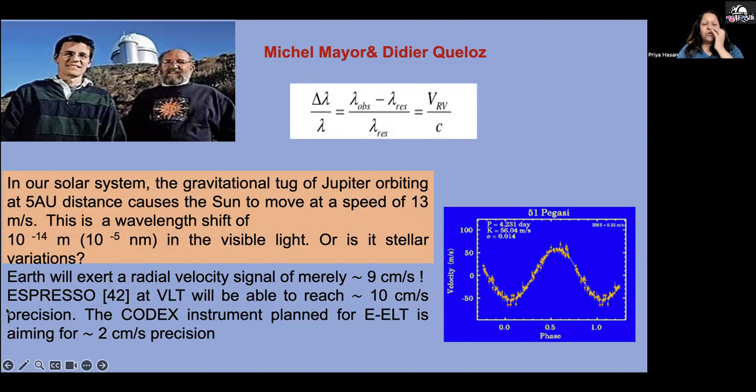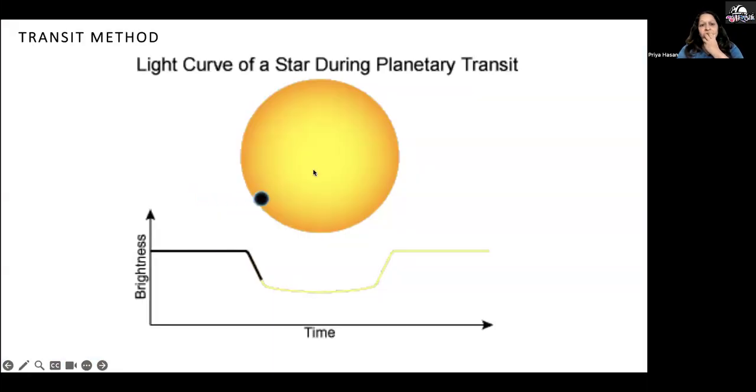You need a precision of delta lambda of about 10 power minus 14 meters, okay, which is 10 power minus 5 nanometers. That is the kind of scale at which you should be able to measure delta lambda. So at present, the best of instruments, now with the VLT, can actually do 10 centimeters per second, but this is in 1995 when they did it for this.